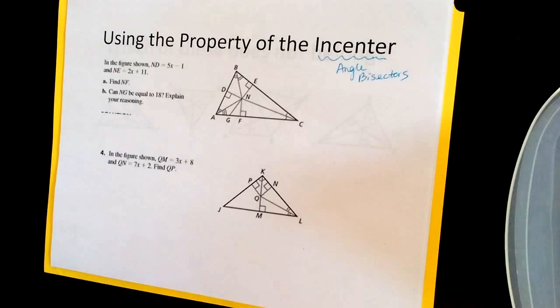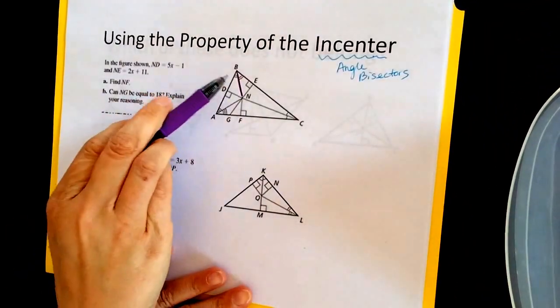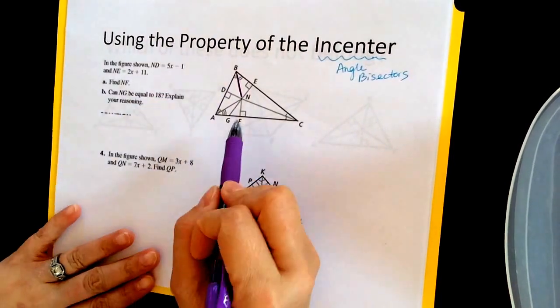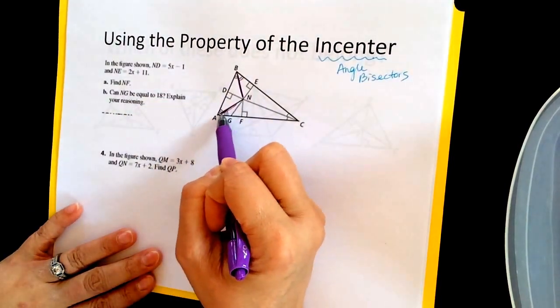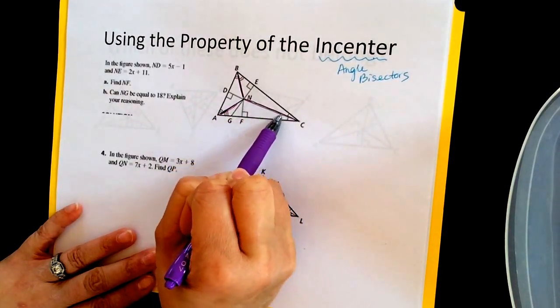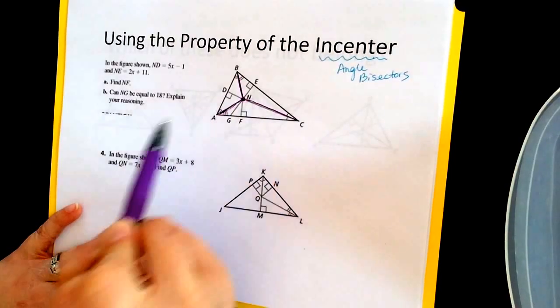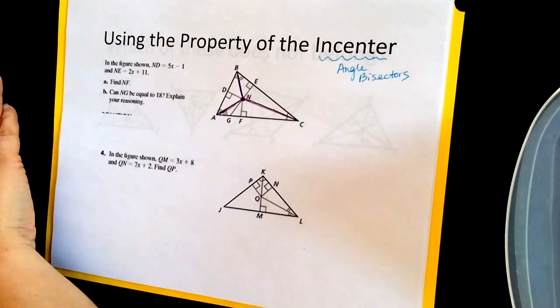Okay, so I'm going to use a different color pen. So right here, this purple line, that's an angle bisector. I can see that by my congruency marks. This would be an angle bisector by those congruency marks. And this is an angle bisector. So where all the angle bisectors intersect at N, we would understand that N is my incenter.